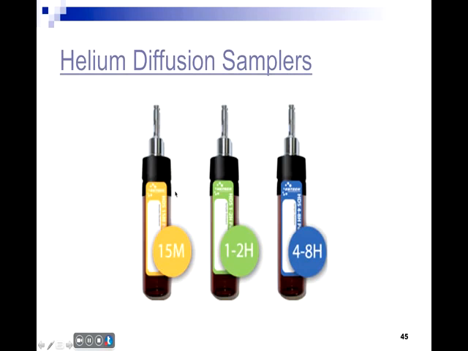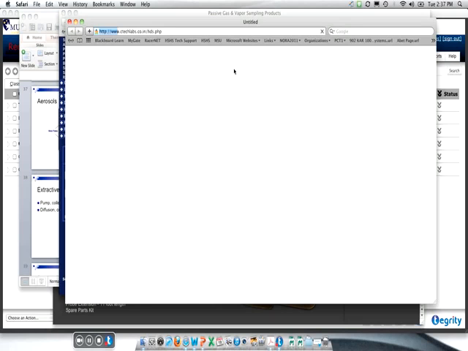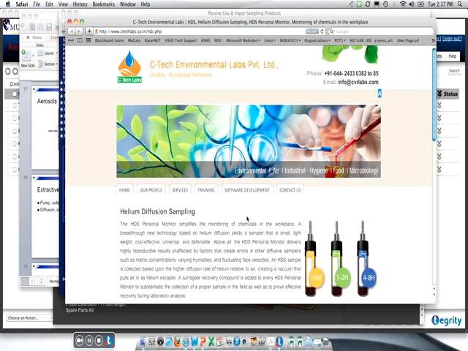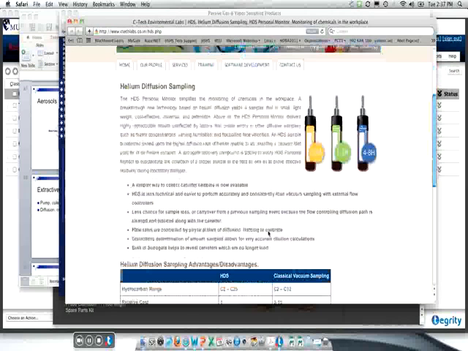And here's some pictures of a helium diffusion sampler. Basically, you'll open these up and have them open over the course of a shift, cap them, and you can determine the concentration of what's been collected. I'll go to the website for the ones that are vending these, but again, these are pictures of 15-minute, an hour, and 8-hour type of sampling. These are personal samplers that are very, very small. These have different collection times on them.